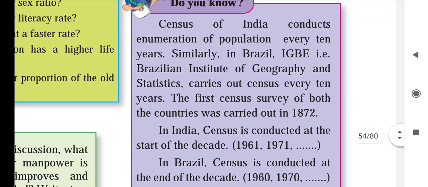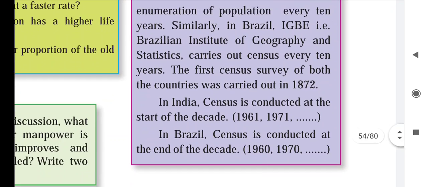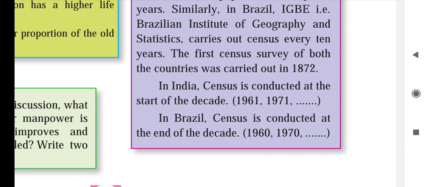Next is given, do you know the census of India enumerates the population every 10 years. Similarly in Brazil, IBGE, that is the Brazilian Institute of Geography and Statistics, carries out a census every 10 years. The first census survey of both the countries was carried out in 1872. In India, the census is conducted at the start of the decade, meaning 1961, 1971, like that. Now our next census will come in 2021. In Brazil, the census is conducted at the end of the decade, meaning 1960, 1970, like that.